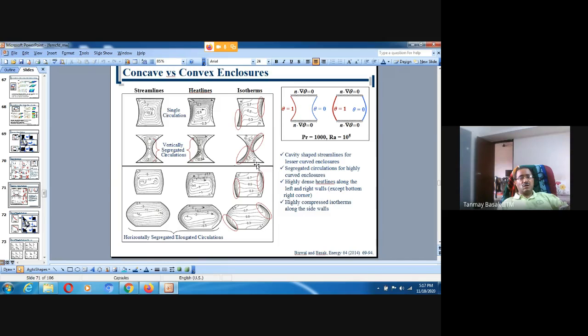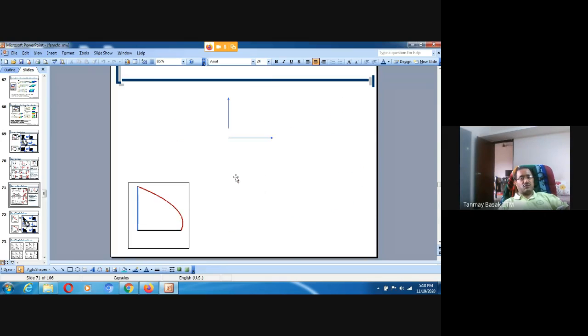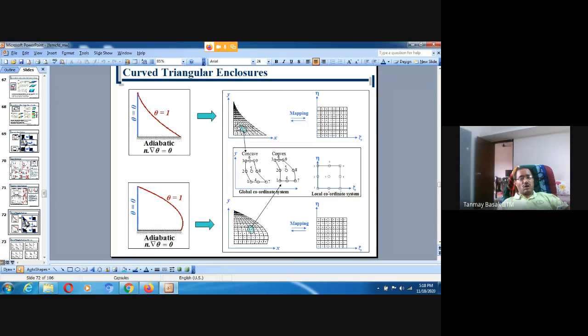For concave versus convex enclosures, we also did higher Prandtl numbers and Rayleigh numbers. The heat line will show where the high density of isotherms is located, the high rate of heat transfer, because of the hot wall and cold wall, and which zone of the hot wall is responsible for transferring heat.